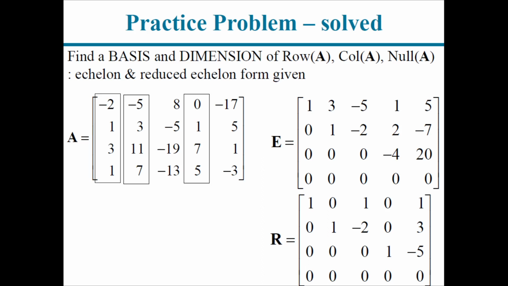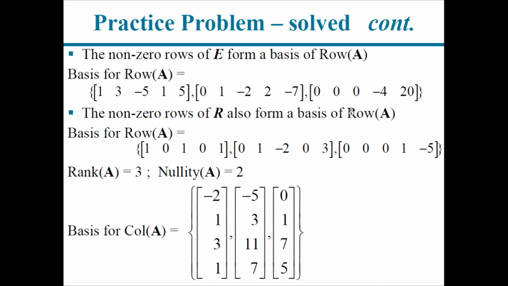So basically the question is, find a basis and dimension for the row space, column space, and null space. I give you a matrix, echelon form, reduced echelon form, and then you have fun. This one is solved in detail. We have a basis for the row space given from E or R, because we are given both of them, so we can pick the one you like, it doesn't matter. We can identify the rank as 3, so 3 linearly independent rows and 3 linearly independent columns.